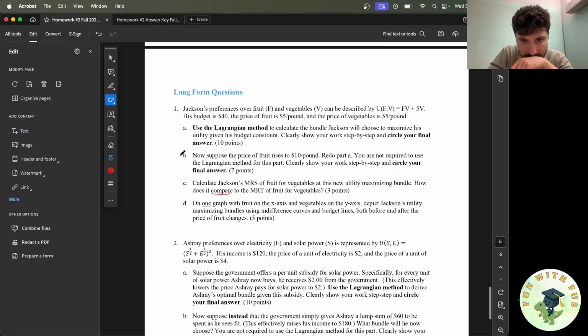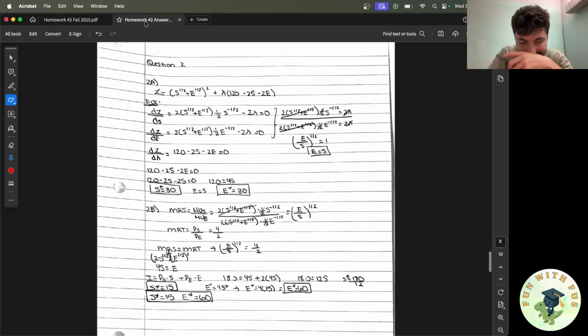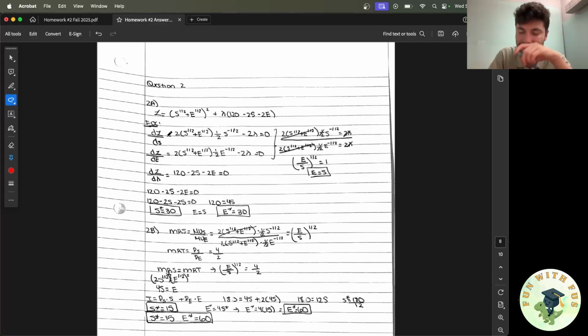And this question also kind of sucks. I really don't want to do this problem. Lagrangians always just make me sad. But I'll just really quickly go through the same steps.